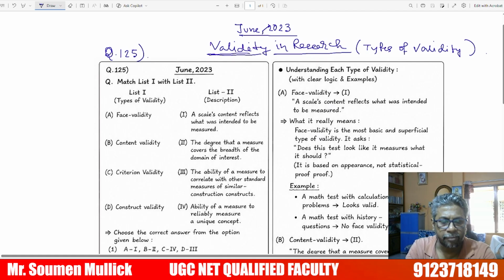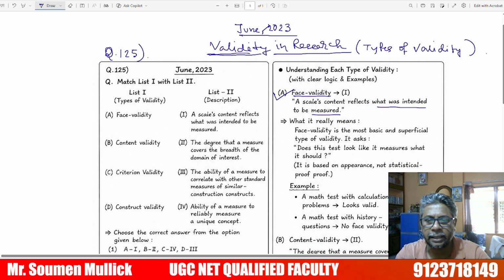Face validity. Face validity is when the scale content reflects what was intended to be measured. What is face validity? It is the most basic and superficial type of validity. It asks, does this test look like it measures what it should? It is based on appearance, not statistical proof.